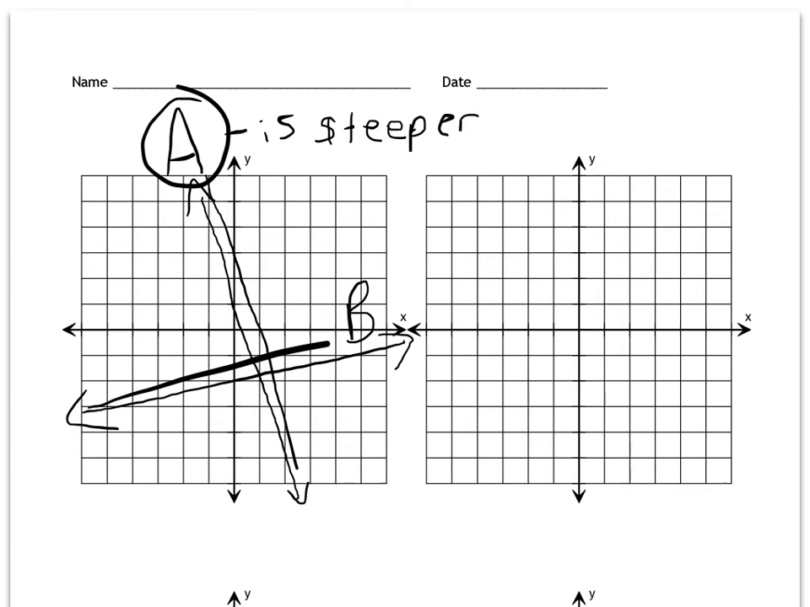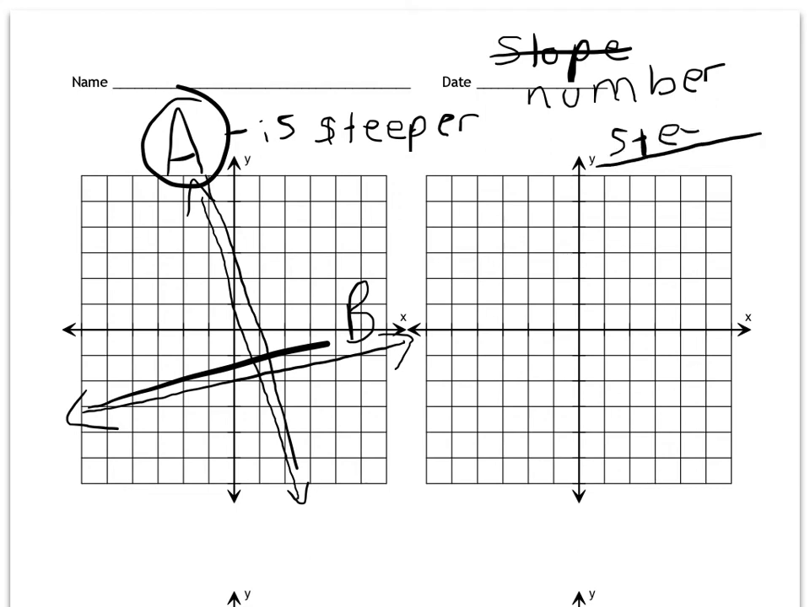Okay? So in your notes, you also have a section that says something about the larger the slope. I want you to change that word slope. If you have slope in your notes, change it to the word number. Just write that above. The larger the number, the blank that you're going to fill in is the steeper. Okay, the steeper the slope of the line.